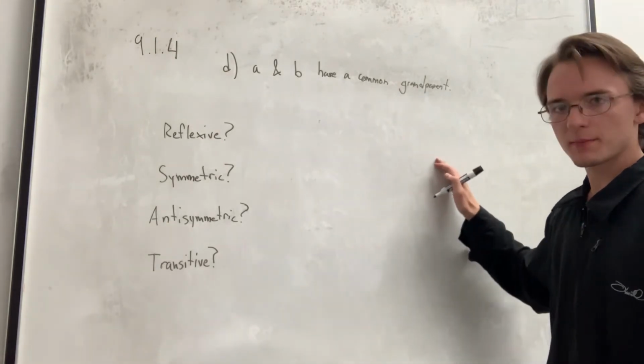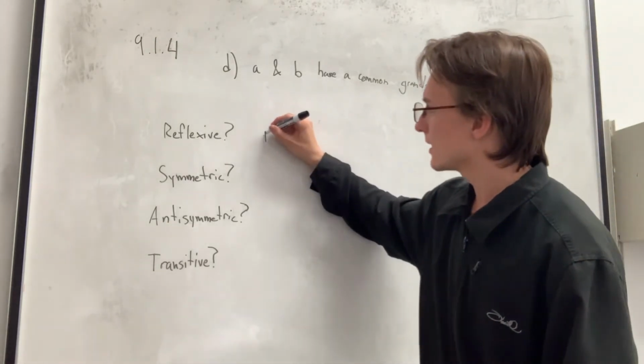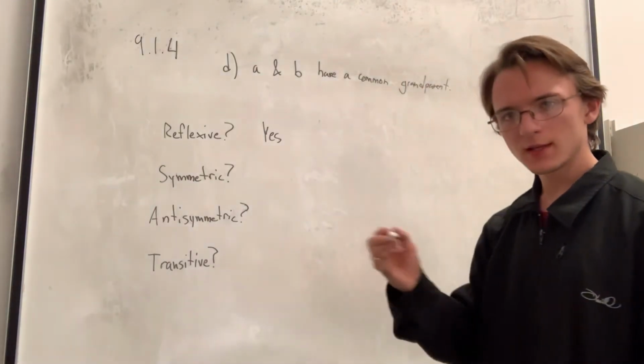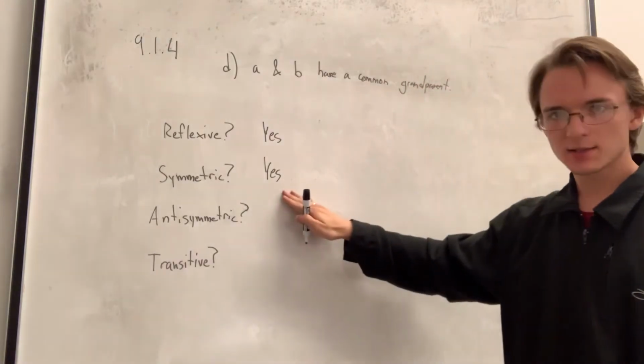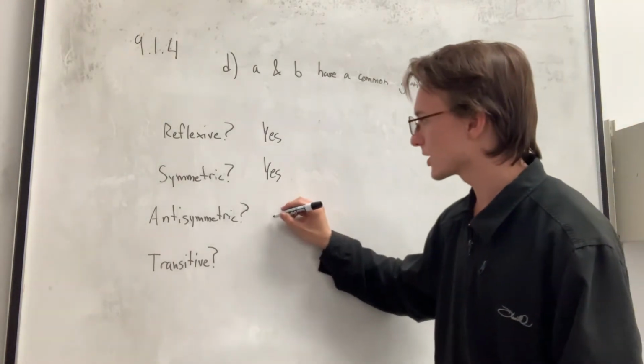For this one, we'll go through it quickly. A and B have a common grandparent. Yes, it can be reflexive. Yes, it is symmetric. For the same reason it's symmetric, it's not anti-symmetric.